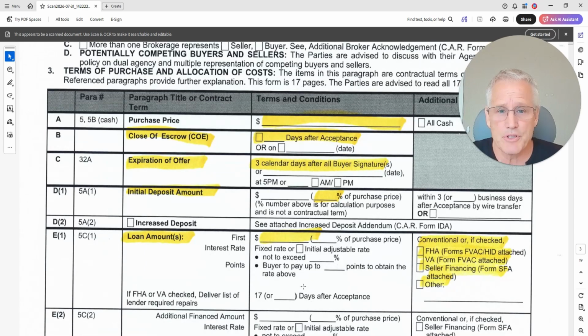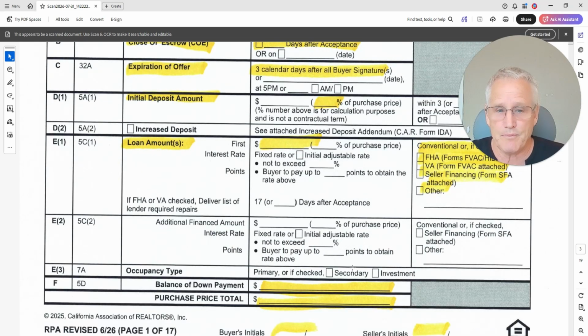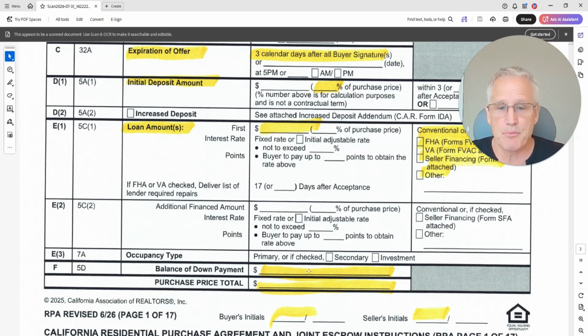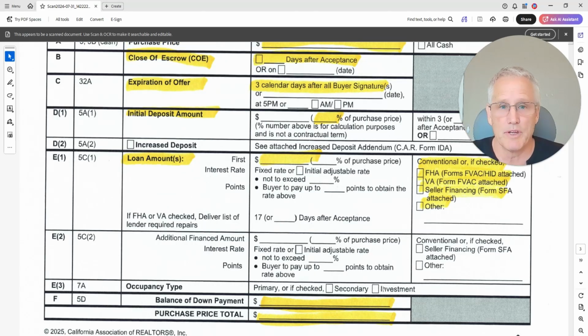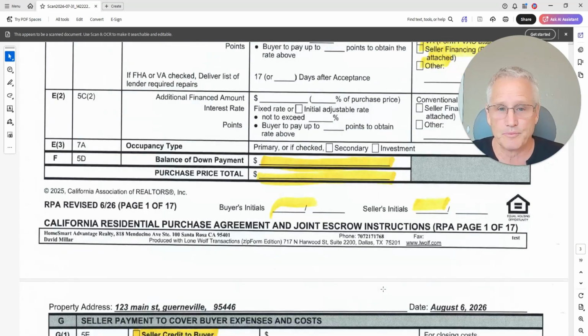The next portion of the document is the loan amount. You would put in how much you are getting a loan for if it's not all cash. And then on the right side over here, you check if it's an FHA, a VA, or a conventional loan. Then you would have the balance of the purchase price and the total purchase price, which would equal the amount you wrote the offer for. Then at the bottom of each one of these pages, you will initial.